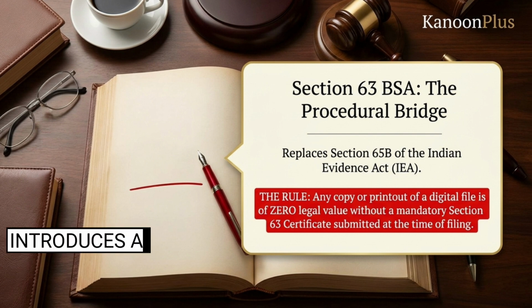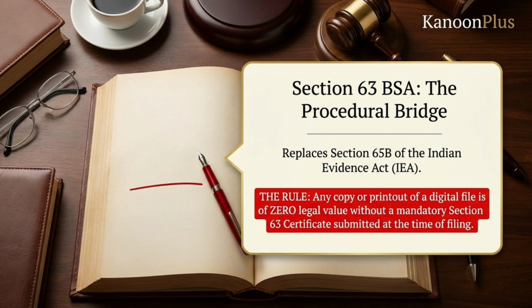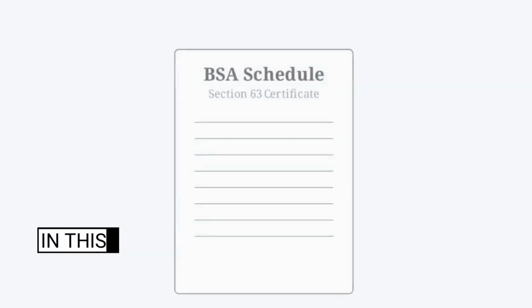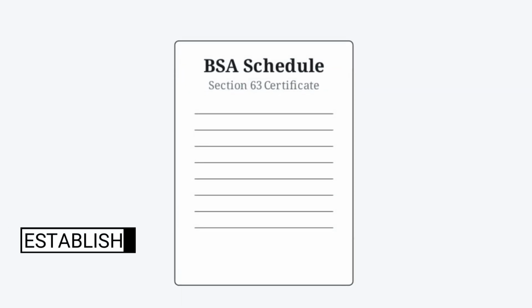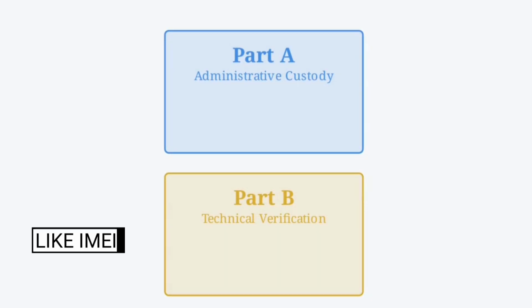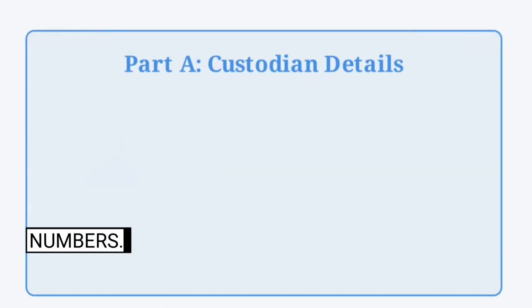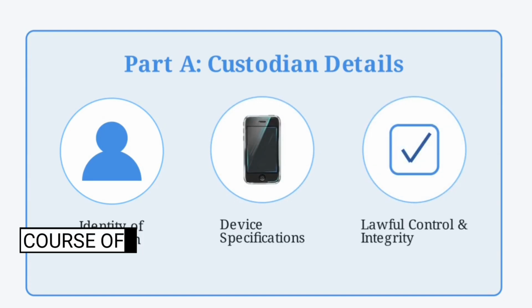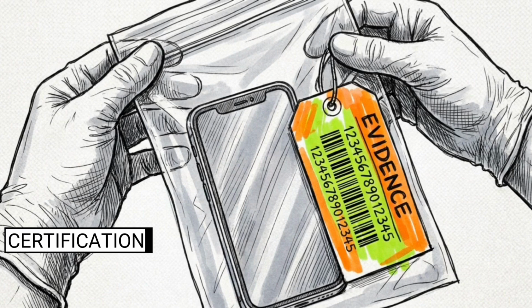Section 63 introduces a standardized template for this certificate, found in the BSA schedule. It splits cleanly into two parts, Part A and Part B. Part A is completed by the litigating party or the person who has physical custody of the device. In this section, the custodian must establish lawful control over the device and provide specific hardware identifiers like IMEI or serial numbers. They must also affirm that the device was operating properly during the ordinary course of business when the record was created.